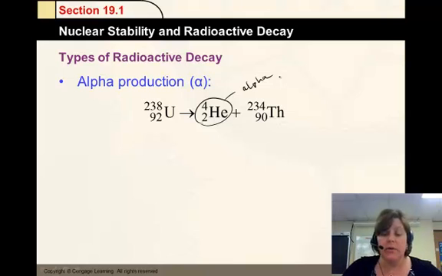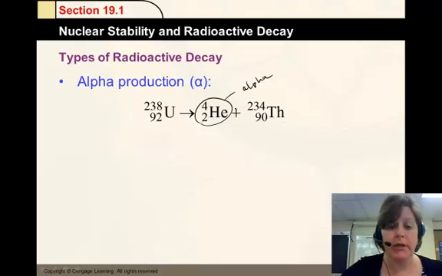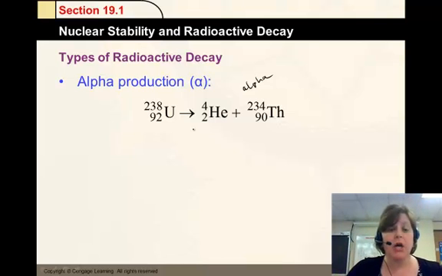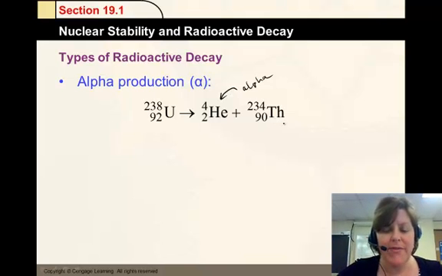And you do need to know that alpha is a helium nucleus, or 4,2He, 4,2 helium with a mass of 4. So sometimes these easy equations are given because they want to show you how to write these nuclear equations. Here's the example of uranium with a mass of 238 undergoing alpha decay, as it would be called. You notice one of the particles is the alpha particle, and then it also produces thorium-234.